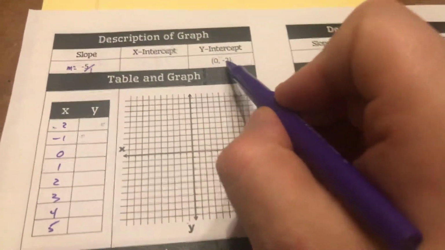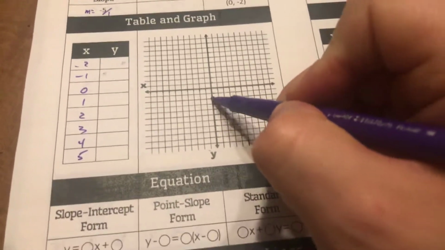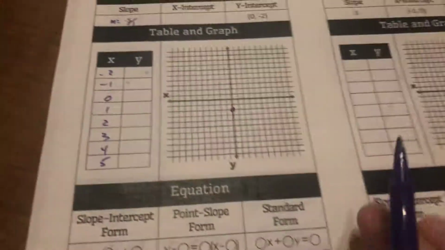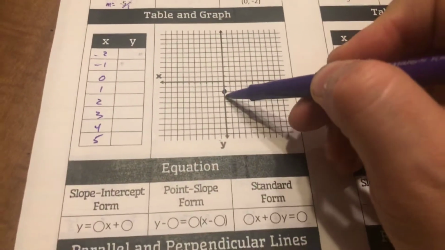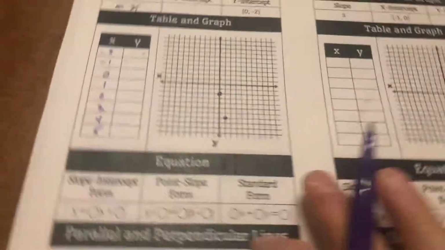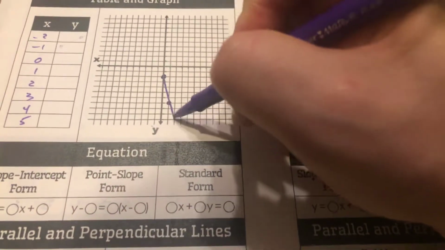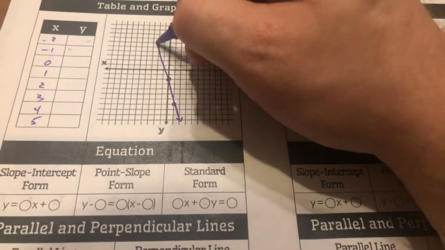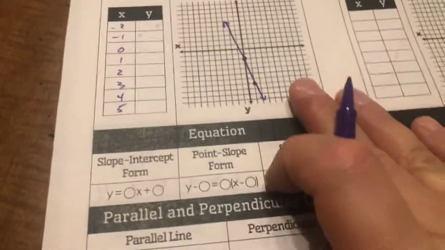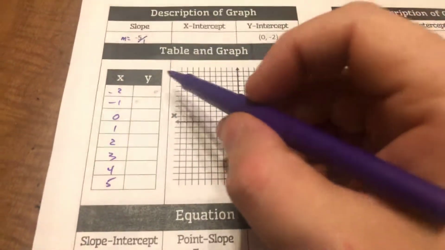And y-intercept (0, -2). So we'll go to (0, -2) for the y-intercept. Then we have a slope of -5 over 1. So that means down 5, right 1. And there's your 2 points. So just make sure your points are exactly where they need to be. Then just draw your line as good as you can. Okay? All right.